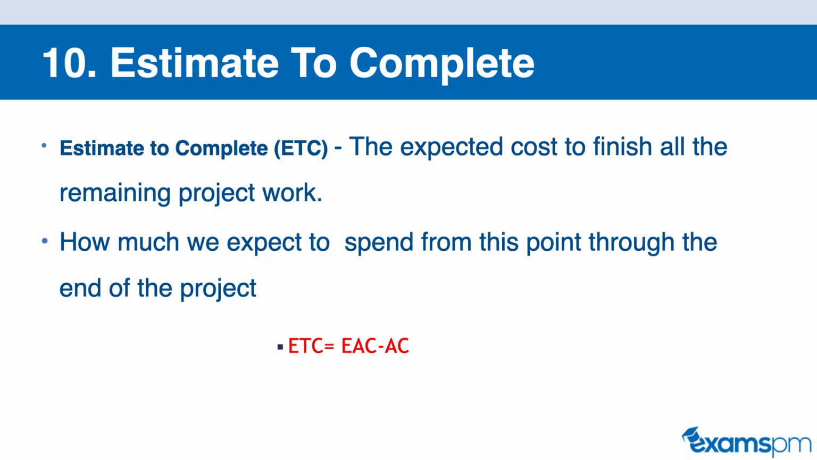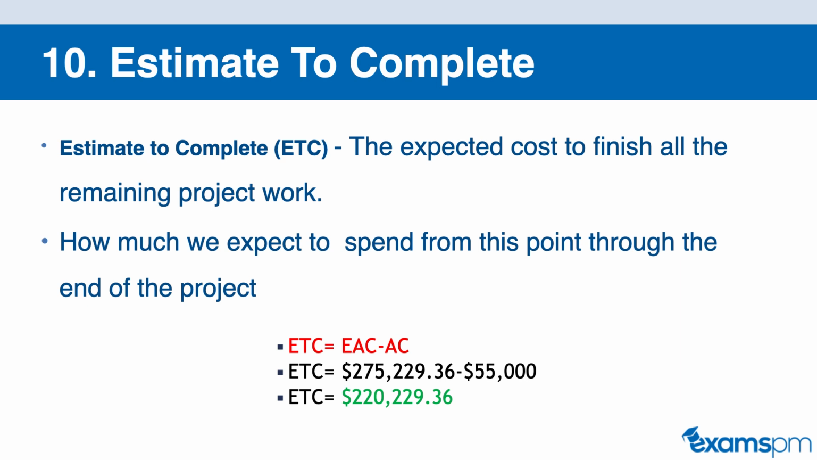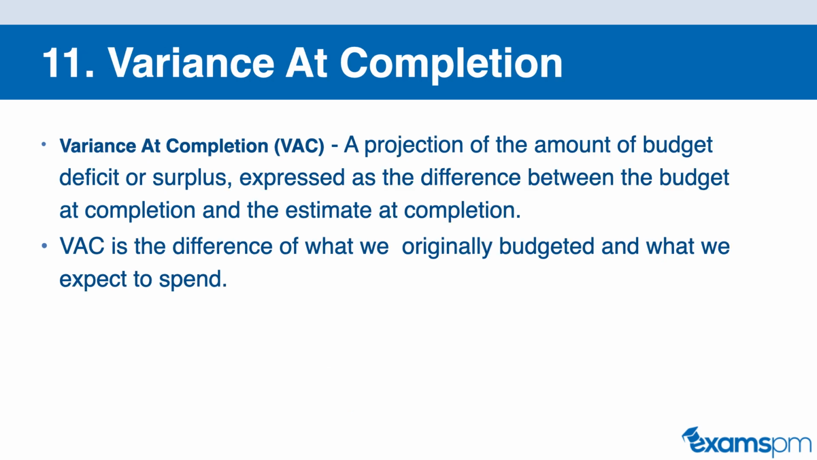In other words, how much we budget this entire project to cost us minus what we have actually spent, or the actual cost. So if we plug in the numbers from our previous examples, we know our EAC was $275,229.36. We also know that our actual cost was $55,000, and when we subtract the two values, we get that our ETC is $220,229.36.